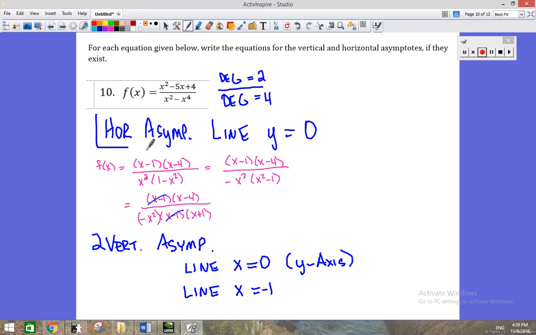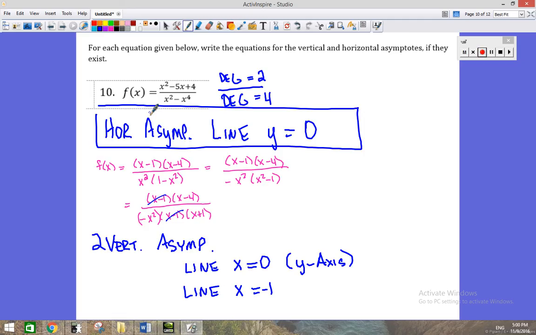So here was our equation for our horizontal. See, a graph is either going to have no horizontal asymptote or exactly 1. I'm never going to have, for rational functions, two horizontal asymptotes. Now, there may be other types of functions that have more than one horizontal asymptote, but not rational functions.